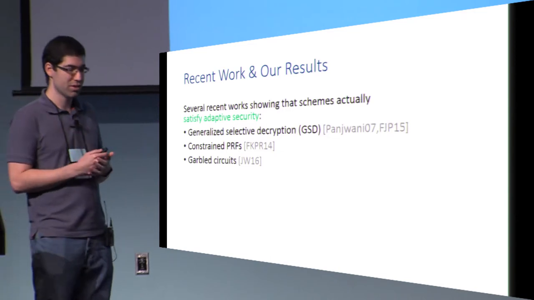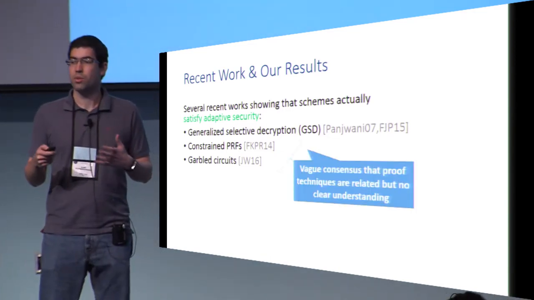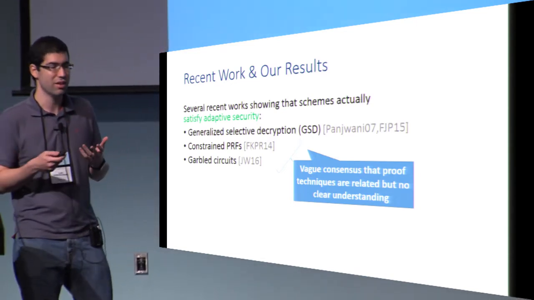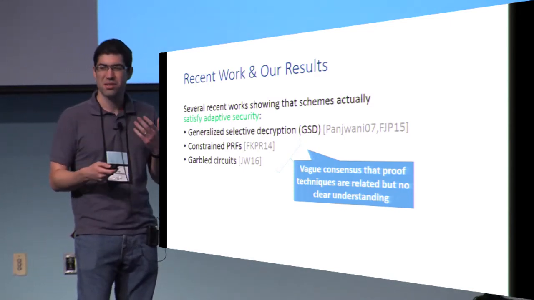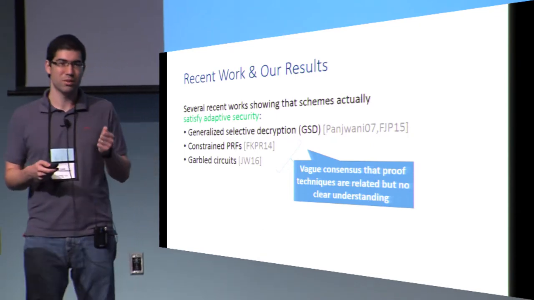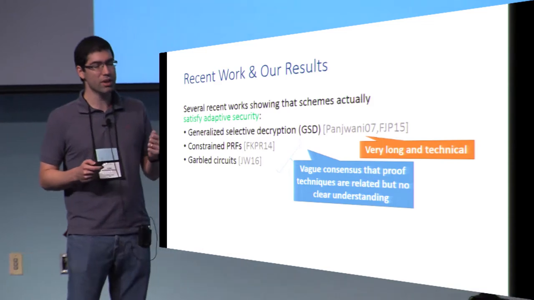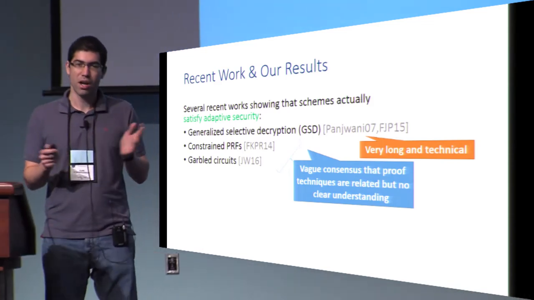is actually adaptively secure. One downside of all these works is that whoever knows them had a feeling that they're all somehow related. They all had common features in the proof and the analysis looked similar, but nobody could really point out what the main common thing is. And the second point is that the original work of Panjwani and some other works are very hard to understand.